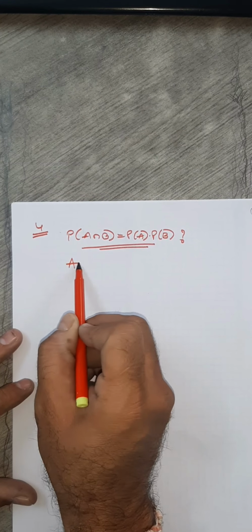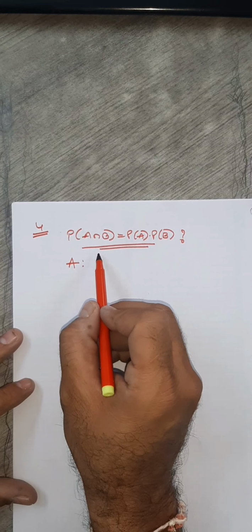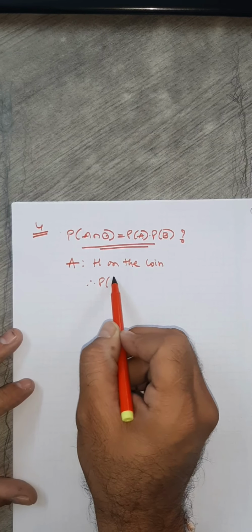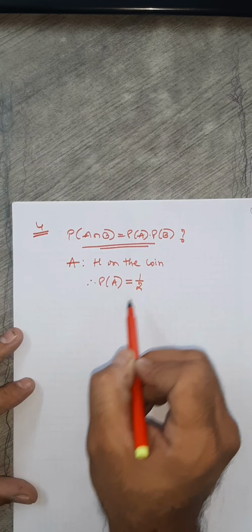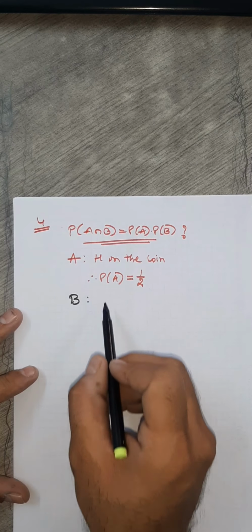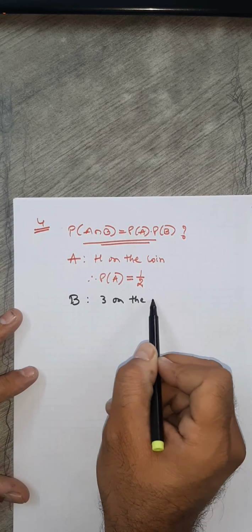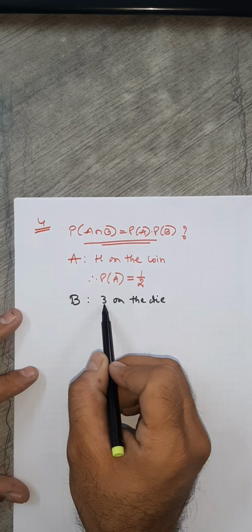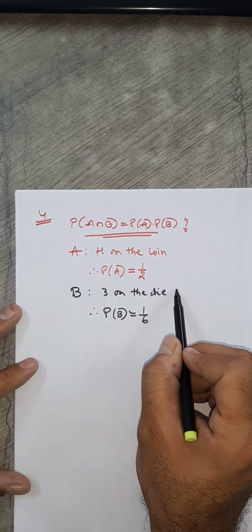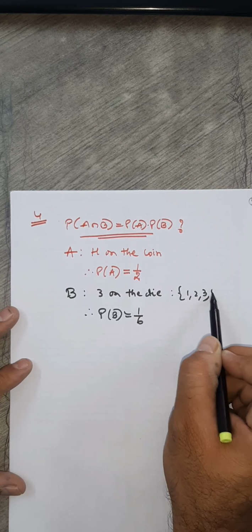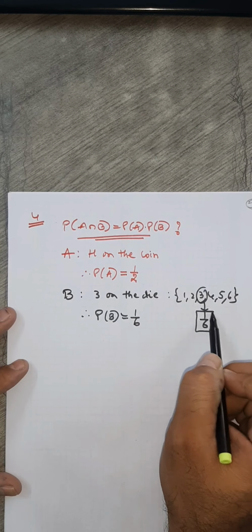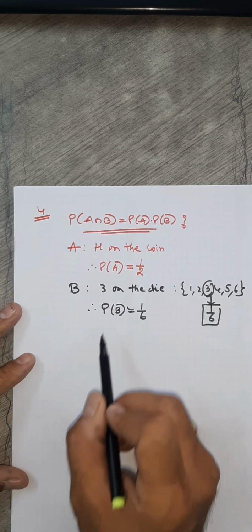Now what is the definition of event A? Event A is nothing but H on the coin. So what is the probability of A? You know, total head and tail, so 1 by 2, 50%. What is the definition of event B? Event B is nothing but 3 on the die. Now the die has a total of how many outcomes? 6. Only 3 means 1. So P of B is nothing but 1 by 6. It has total 1, 2, 3, 4, 5, 6, total 6 outcomes, and there 3 only. Out of 6, 1 only. So 1 by 6. Event B.